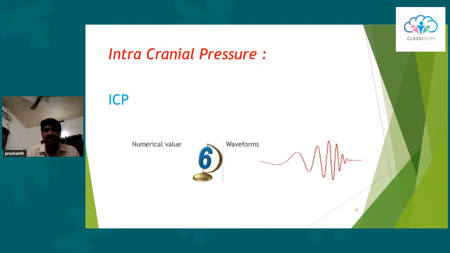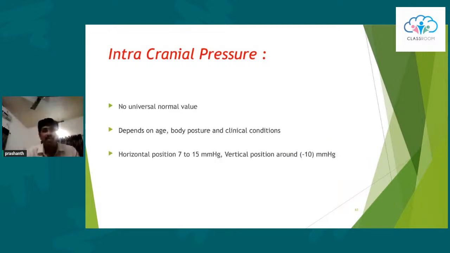Normal ICP value. There's no universal or arbitrary value that can be said to be normal, because this ICP itself changes with age, with posture, and with the clinical condition of the patient. It is 7 to 15 millimeters of mercury in the horizontal position, and it could go as low as minus 10 millimeters in the vertical position. So in adults, a value of 10 to 15 millimeters of mercury is taken as normal, and in children it is somewhere between 3 to 7 millimeters.